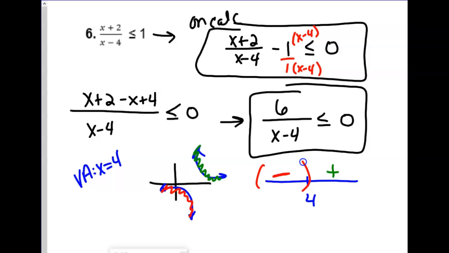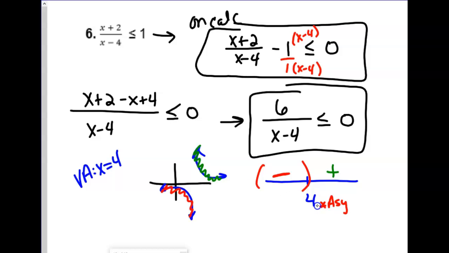Why? What happens at 4? It's an asymptote. Wait, but what if it crosses the asymptote? It won't cross a vertical asymptote. That's a great question. Because a vertical asymptote is a discontinuity, so it does not exist. It's not defined at that value.